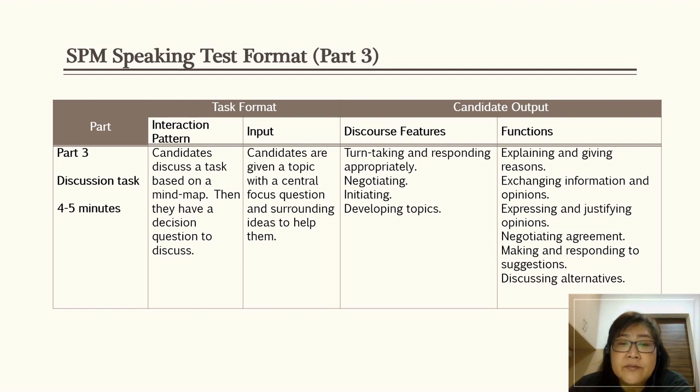And then the discourse features are turn taking, because this is a discussion, and responding appropriately, negotiating, initiating and developing topics. Functions for the candidates will be that you have to explain and give reasons, exchange information and opinions, express and justify opinions, negotiate agreement, make and respond to suggestions, and discuss alternatives.